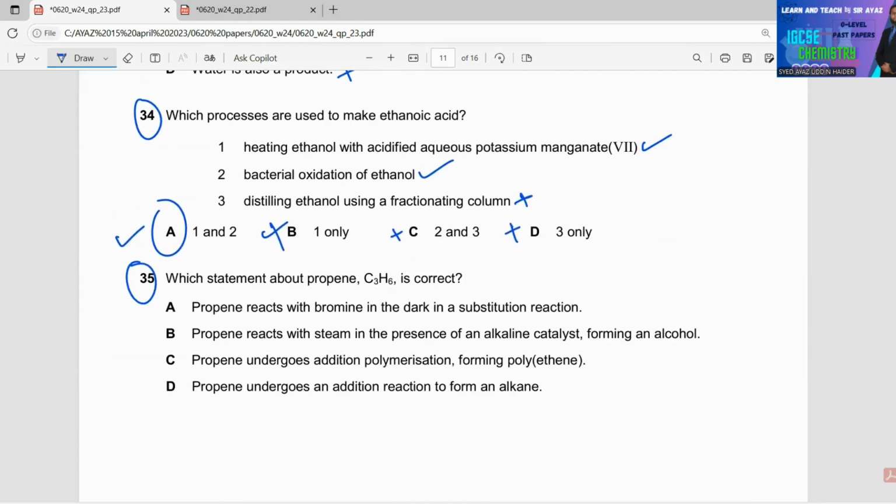35. Which statement about propene C3H6 is correct?